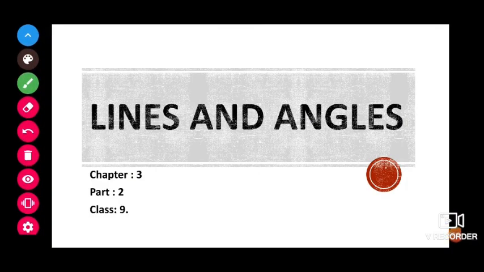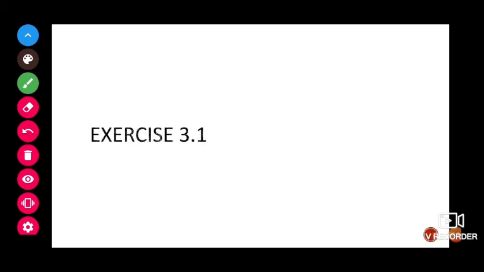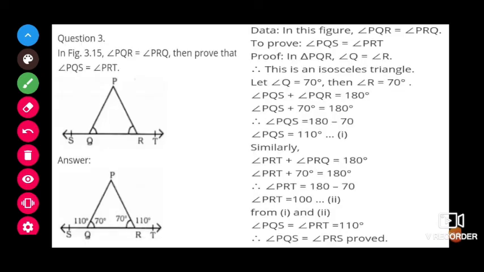Today we are going to discuss lines and angles, chapter number 3, part 2. In the last video, children, I already introduced this chapter: what lines are, how an angle forms, what the different angles are, and what the properties of different angles are. We even started exercise 3.1 and did a few sums. Now we will see from question number 3.